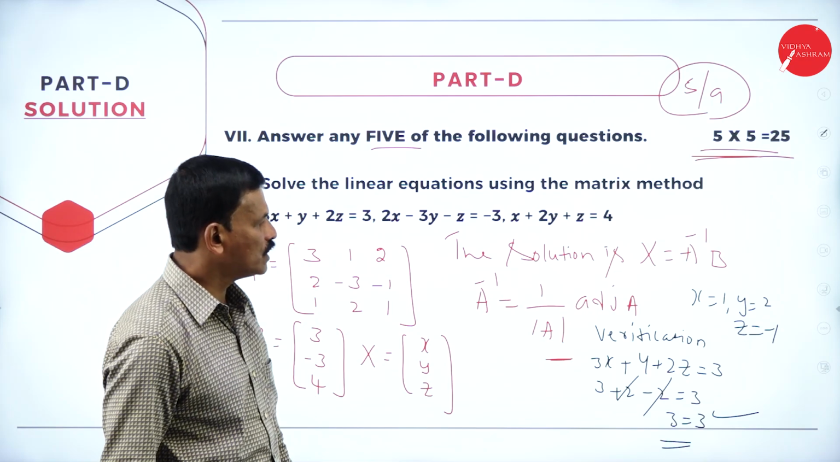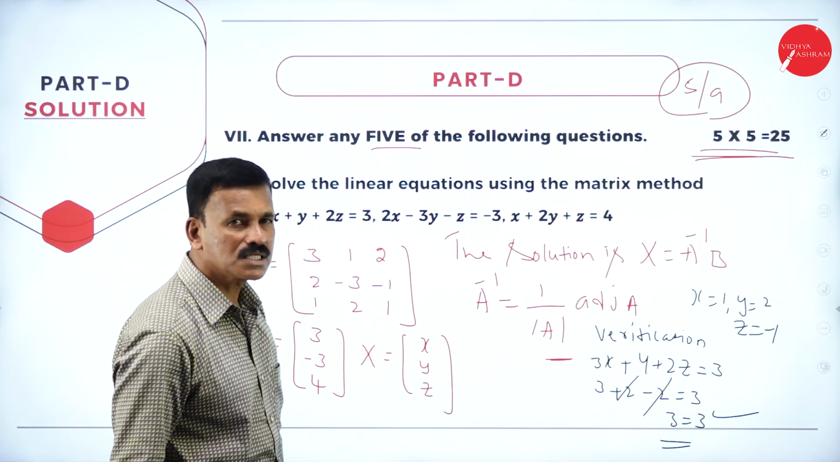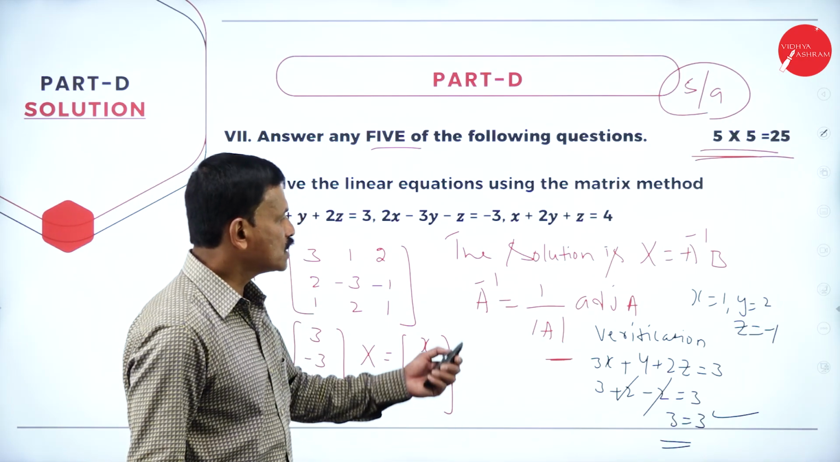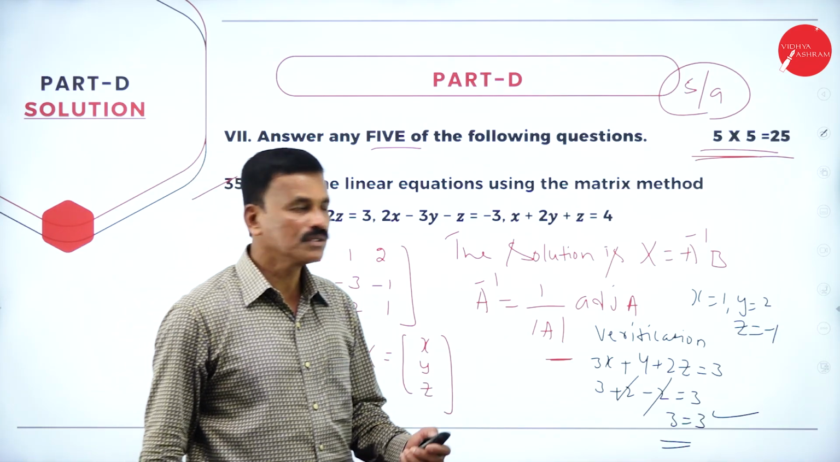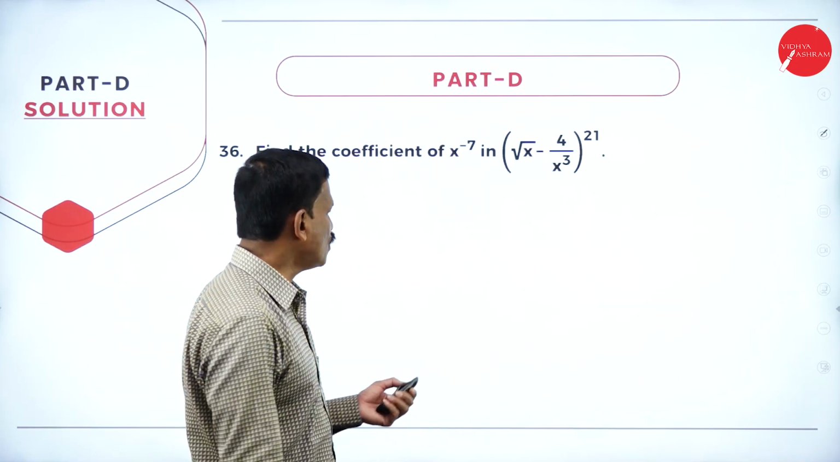Therefore, x is equal to 1, y is equal to 2, z is equal to minus 1 is the correct answer. That's it. Okay, hope you followed. So this is how we are going to solve this problem. Now move on to the next problem.